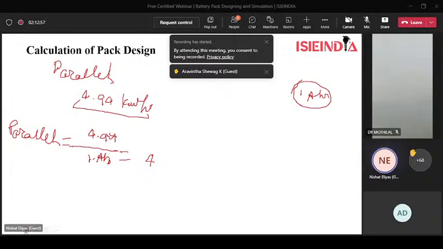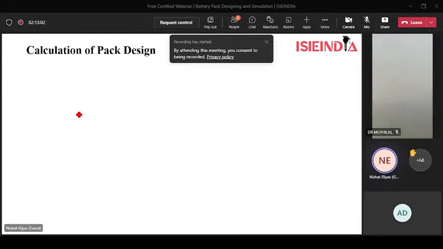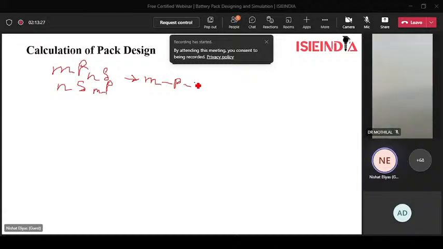Moving ahead, we will also look into the arrangement. Let us suppose that there are two kinds of arrangement: the MP NS, and the second is the NS MP. Here, m number of cells will be in parallel and n number of modules in series.